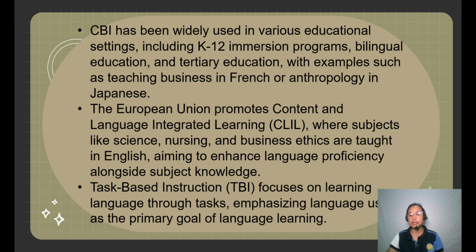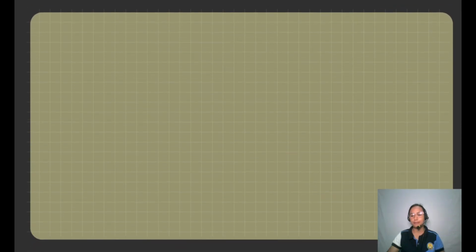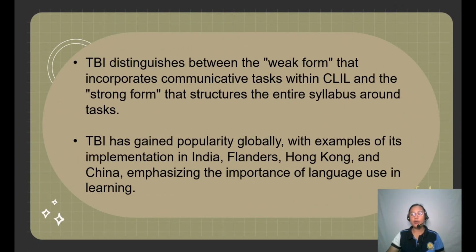Meanwhile, on the other hand, task-based instruction, or TBI, focuses on learning language through tasks, emphasizing language use as the primary goal of language learning. TBI distinguishes between the weak form that incorporates communicative tasks within CLIL and the strong form that structures the entire syllabus around tasks. TBI has gained popularity globally, with examples of its implementation in India, Flanders, Hong Kong, and China, emphasizing the importance of language use in learning.